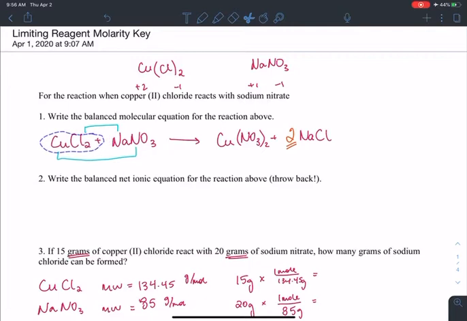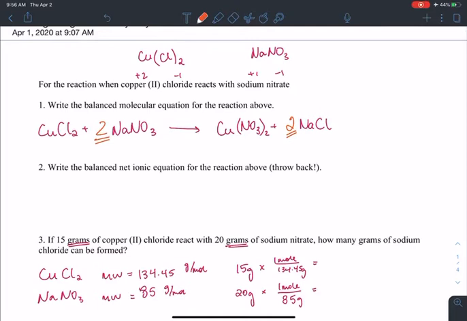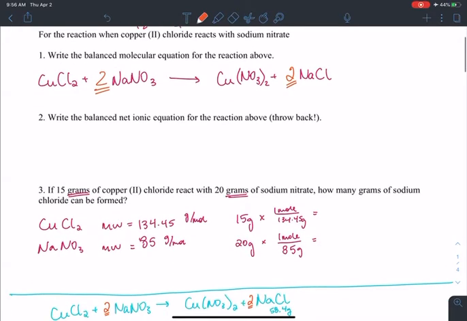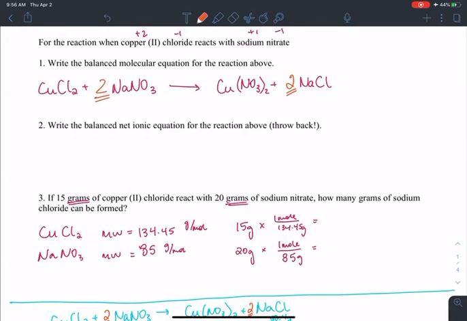I'm going to move this stuff over some. Delete these guys. Okay. So now we've got 1 copper, 2 chloride, 2 chloride, 2 sodium, 2 sodium, 2 nitrate, 2 nitrate. Perfect. The next step that we want to do is write out the balanced net ionic equation for the reaction above.